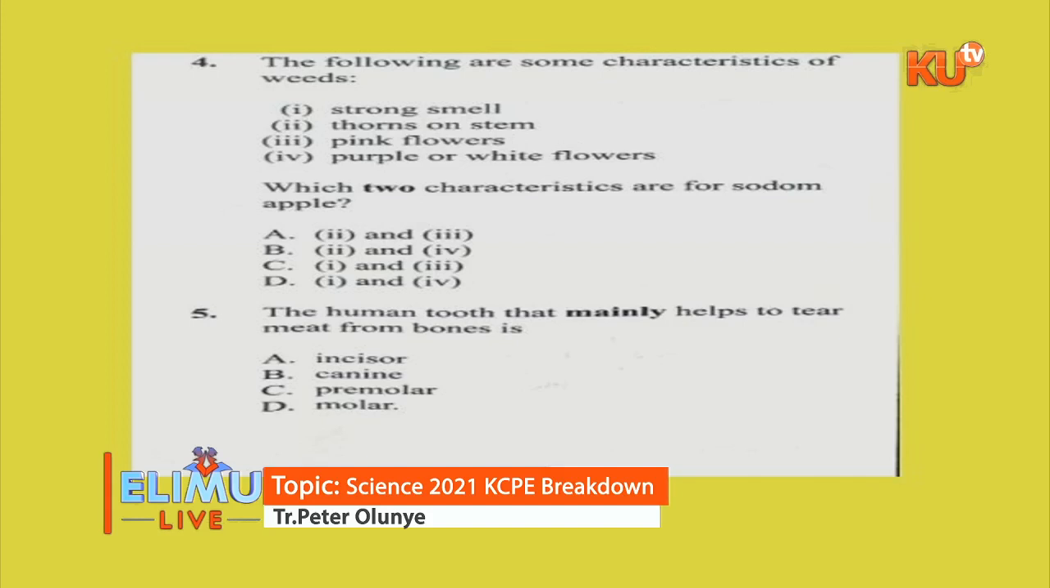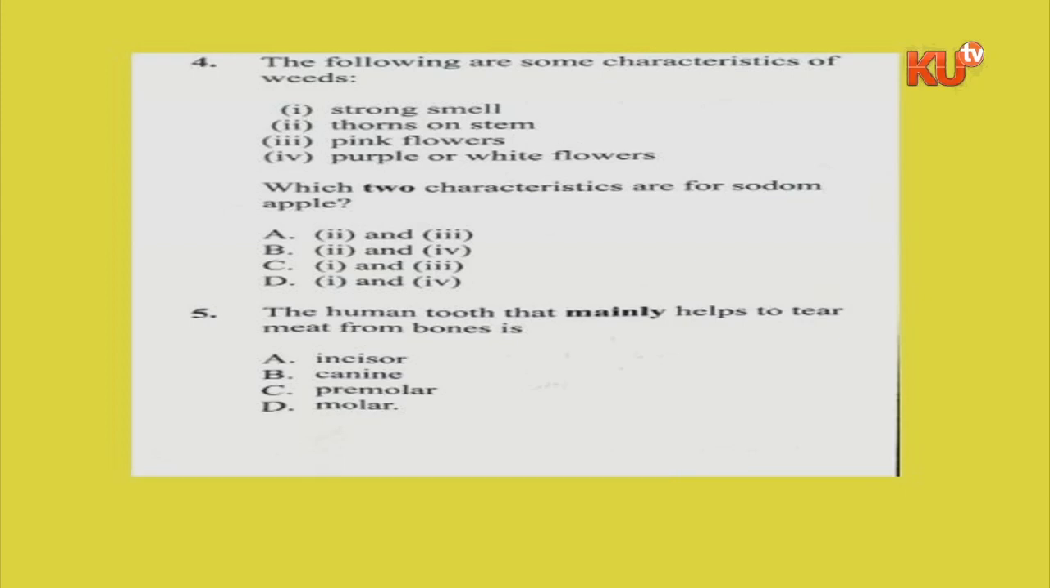And again, we are going to remove D. How many choices are we remaining with? Two. We are remaining with choice A and choice B. So let's go to Roman 2. Roman 2 talks about thorns on the stem. That one we are going to leave for some time. Let's go to Roman 3. Pink flowers. What did I say about pink flowers? Do Sodom apple have pink flowers? Definitely no. Pink flowers are for oxalis.